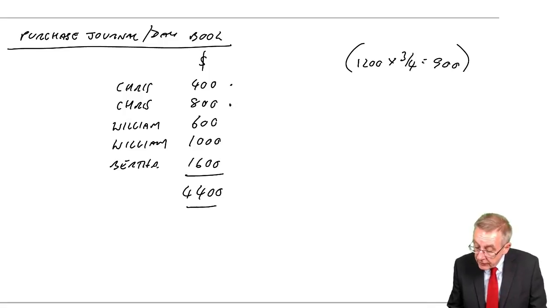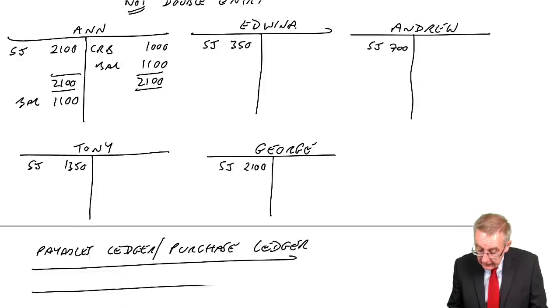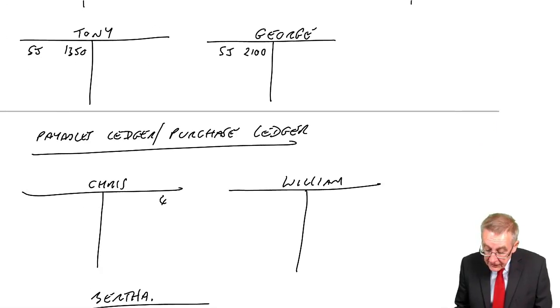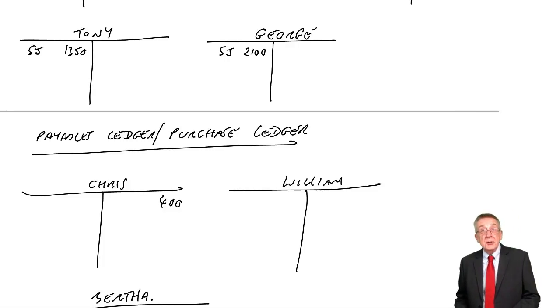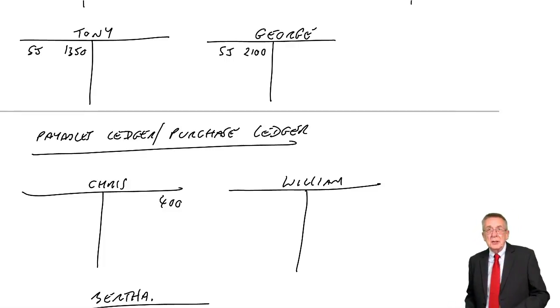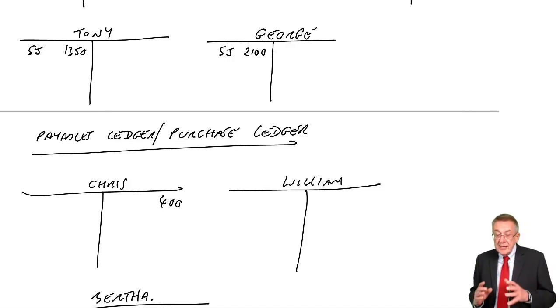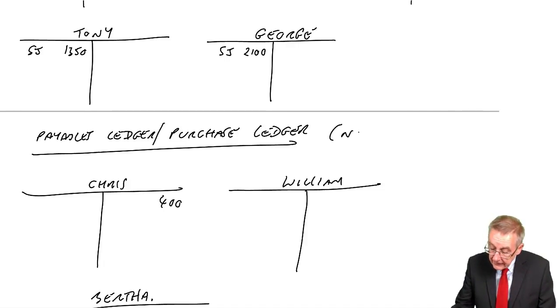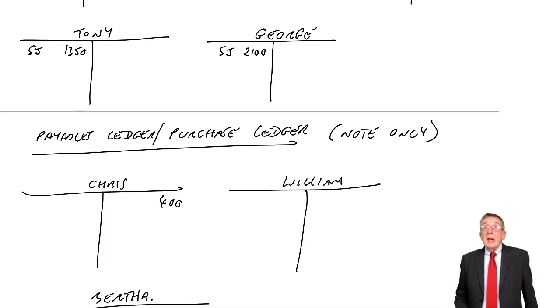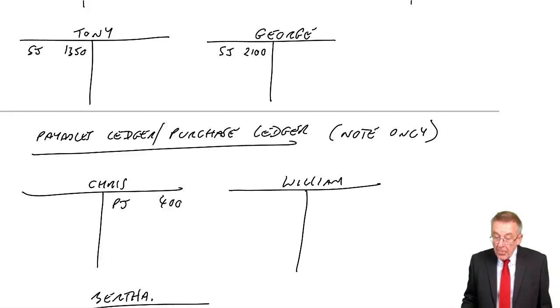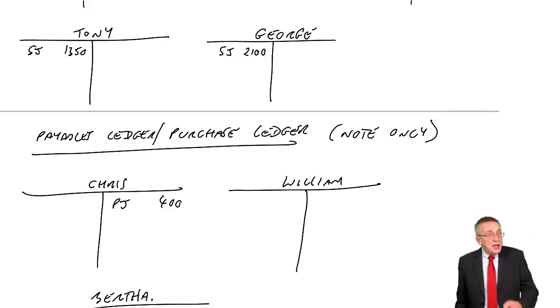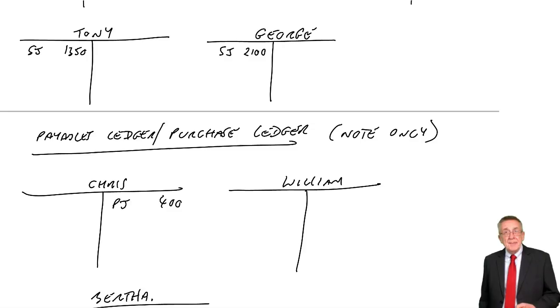So Chris 400. Fine, we'd enter 400 on Chris's page. I'll put it on the credit side, as we always do for a payable. But remember, there's no debit. This isn't double entry, it's only a note. And I'll write against it, not that there are any rules, but I'll write PJ. Because if I ever needed to check that I got the right number, we'd look in the purchase journal.